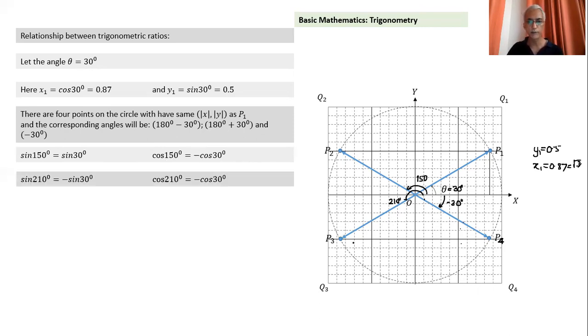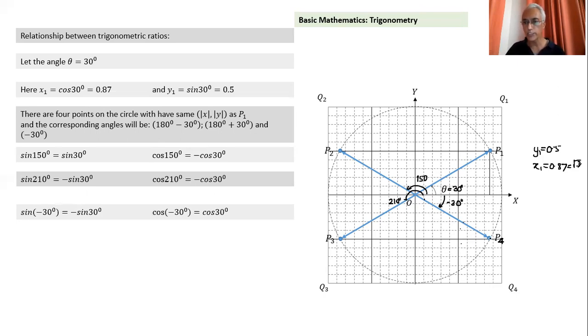When we go to point P3, the angle is 210. In terms of sine, the y coordinate of P3 is minus the y coordinate of P1. Hence, sine of 210 is minus sine 30. And for the cos value, the x coordinate of P3 is negative, equal to minus the x coordinate of P1. Hence, the cos of the angle for P3 will be equal to minus the cos of the angle for P1. So we can write cos of 210 will be equal to minus cos 30.